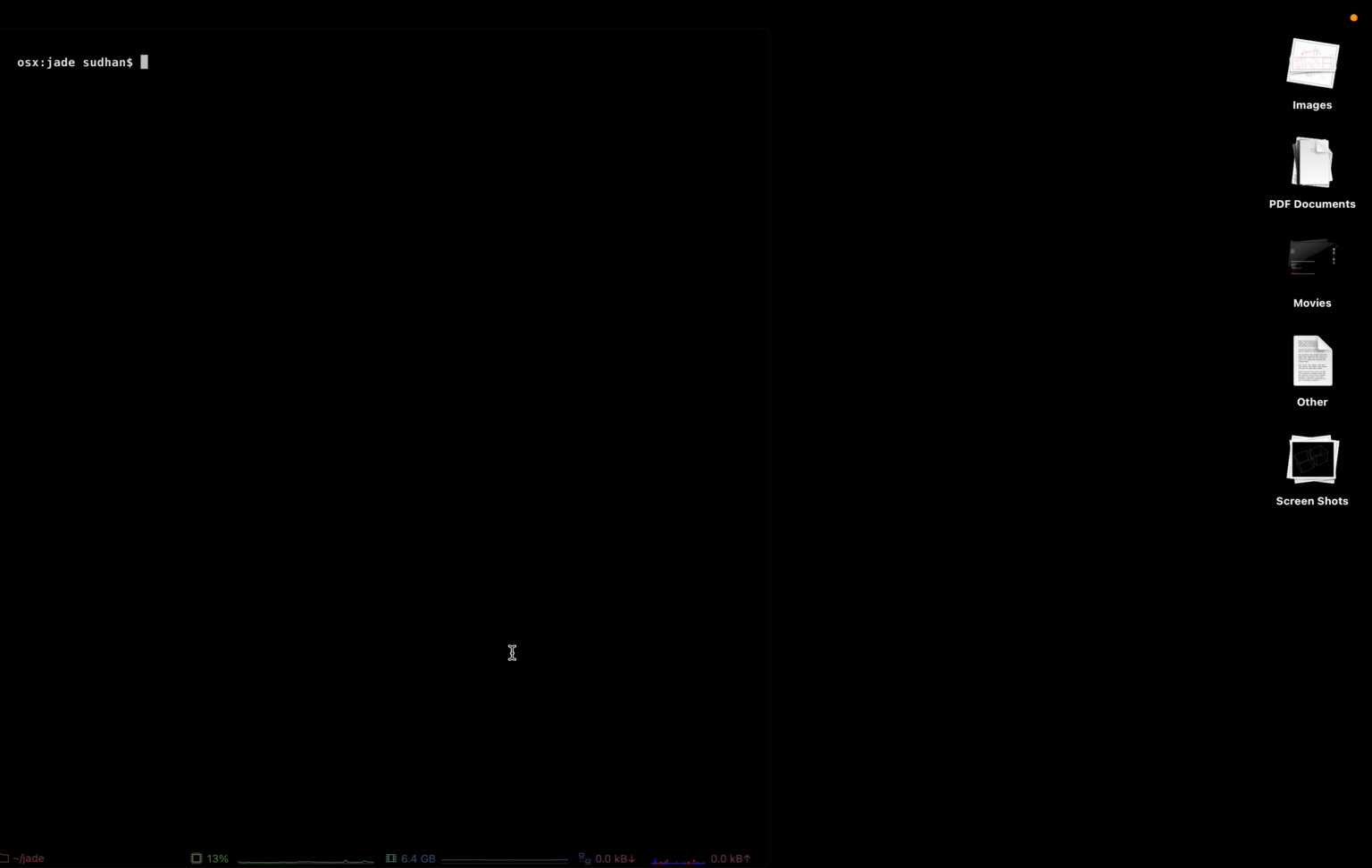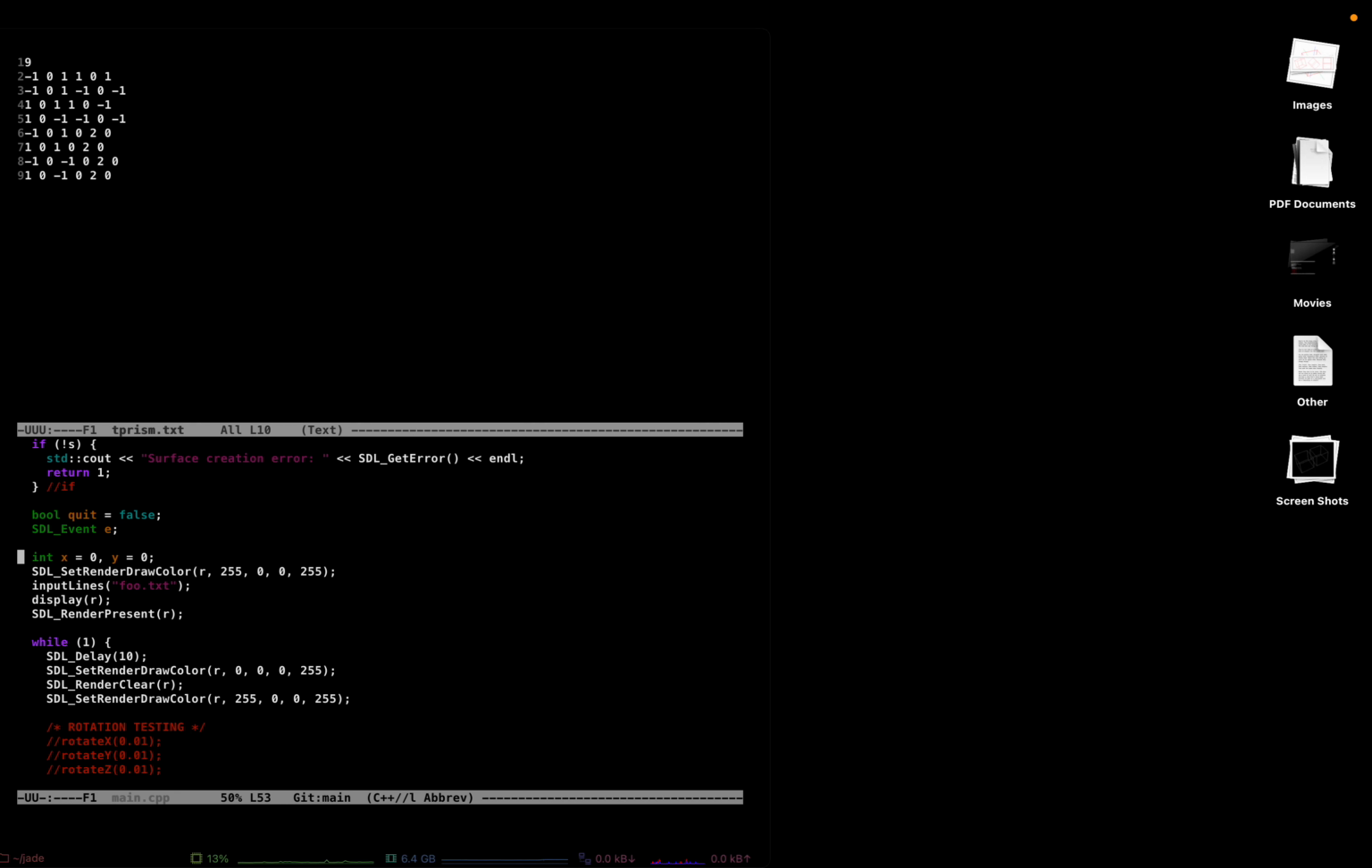Hey everyone, today we're going to be taking a look at functionality of 3D transformations and perspective projection. So to get started, let's go ahead and take a look at some of the code. What we'll want to do is start by showing off some of the perspective projection.